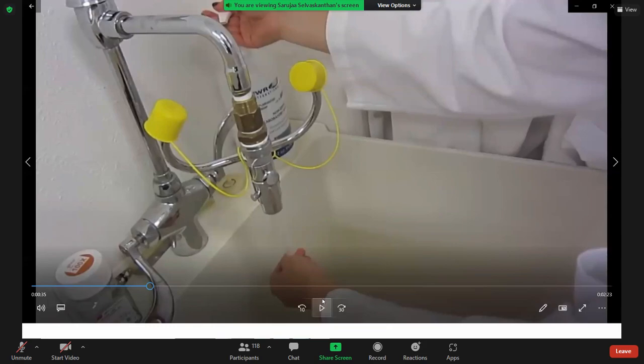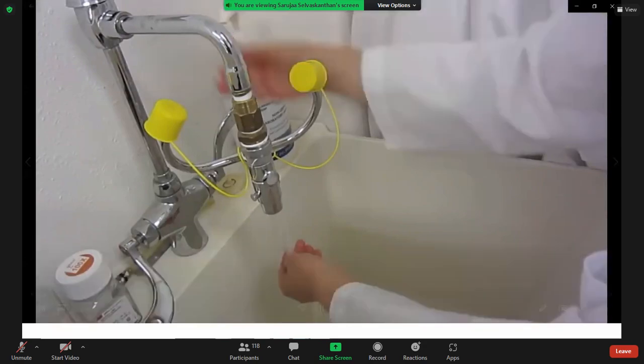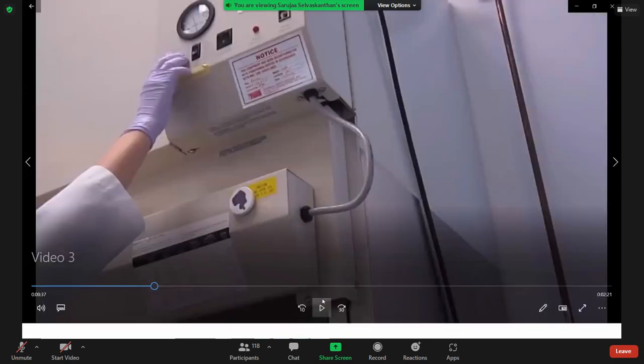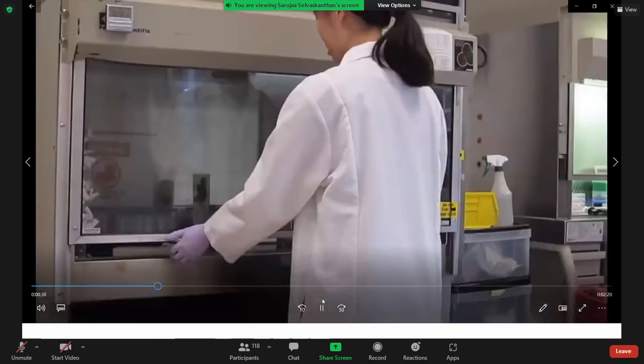For hand washing, mainly the T-pol detergent is used. Whatever the hand wash, we can use it to wash our hands. If you want, we can wear gloves as well. Turn on the UV light for 10 minutes. Once the 10 minutes are up, turn on the blower.